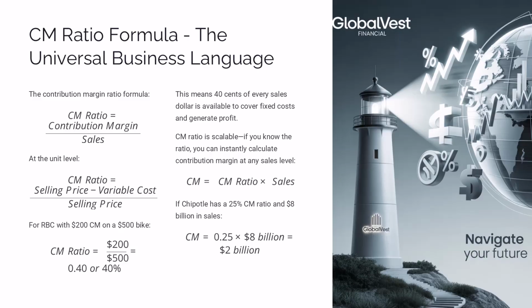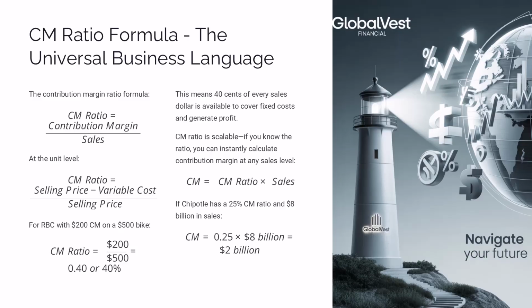This is the metric that Warren Buffett looks at first when evaluating companies for Berkshire Hathaway, because it tells you the fundamental economics of the business regardless of size, and it's why he loves companies like Coca-Cola with their 60% CM ratio and avoids airlines with their 15% CM ratio. And understanding this single concept has literally made his investors billions of dollars.